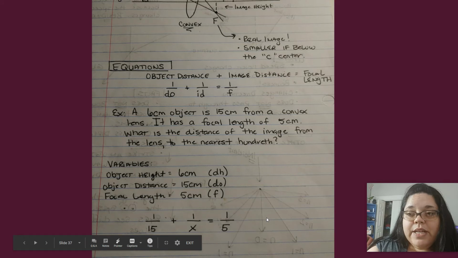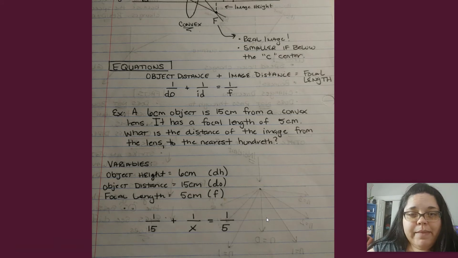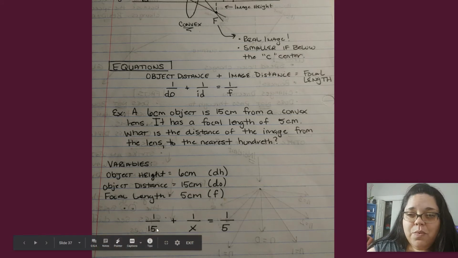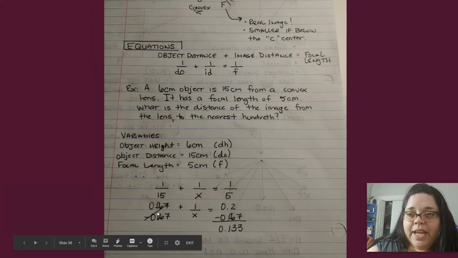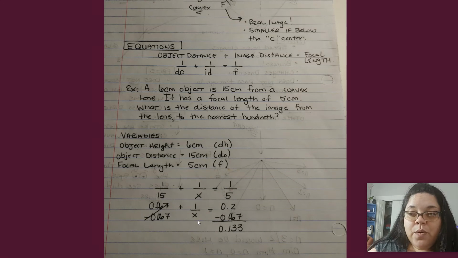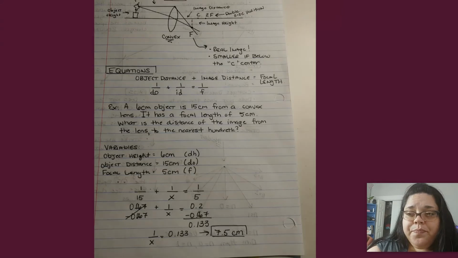So now I have these. A very simple way to do this, you don't have to find a common denominator, just change everything to decimals. So 1 divided by 15 and 1 divided by 5 gives you 0.067 and 0.2. Then you subtract 0.067 on both sides so that you can get rid of it on the left side. You'll be left with 1 over x is equal to 0.2 minus 0.067, which is 0.133. So 1 over x is equal to 0.133.